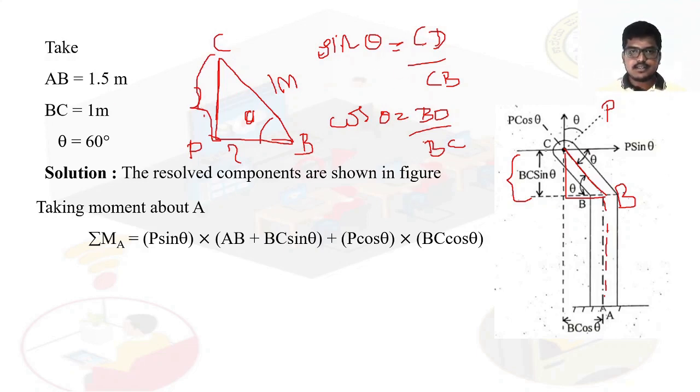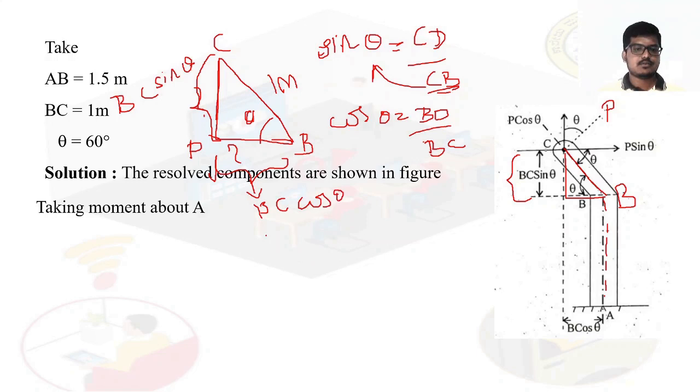What is CD? CD is equal to CB or BC, I'll just multiply here, that is BC sin theta. So I want the distance here, this distance I want. What is this? BD, right? So BD is equal to what? BC cos theta. This is BC cos theta and this is BC sin theta.